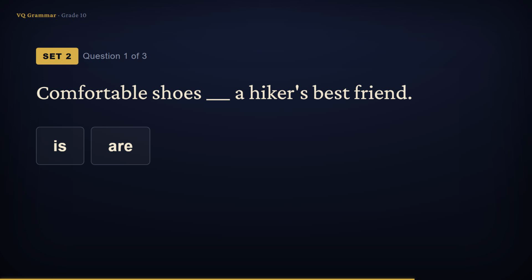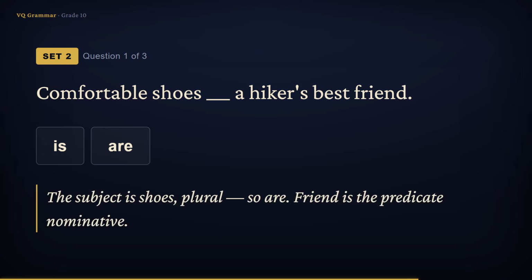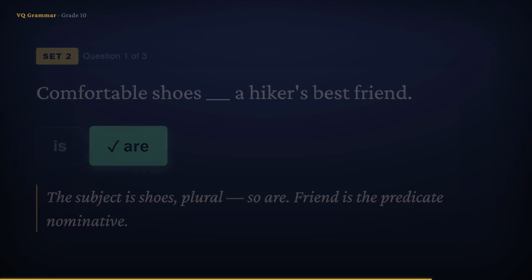Comfortable shoes, blank, a hiker's best friend. The word friend is singular, and it is sitting right there, begging you to write is. Cover it with your hand. What is left in front of the verb? Comfortable shoes, plural. So the answer is are.